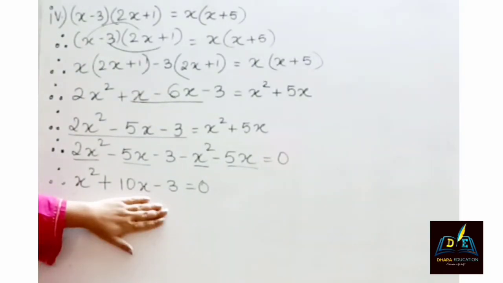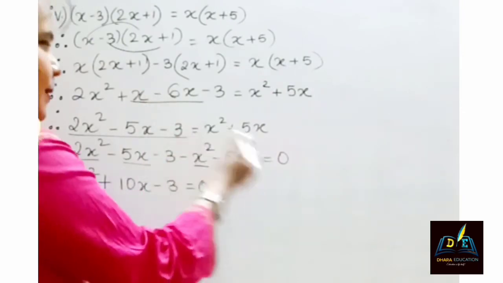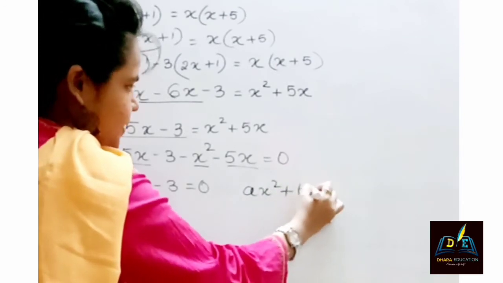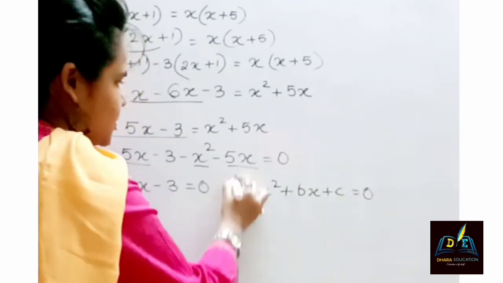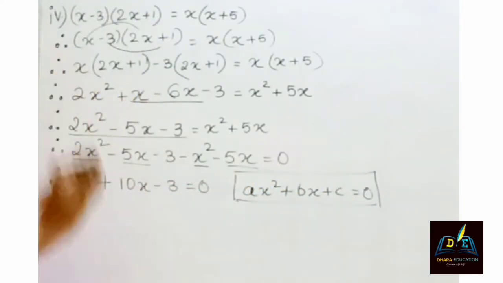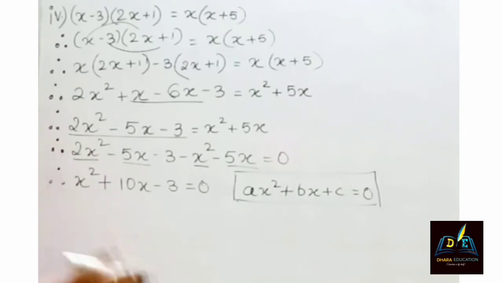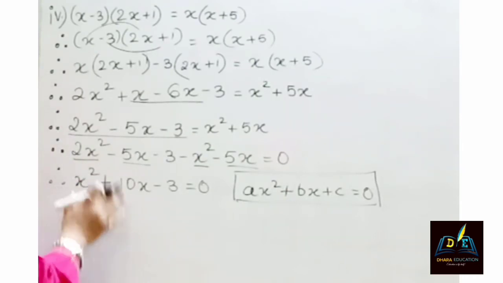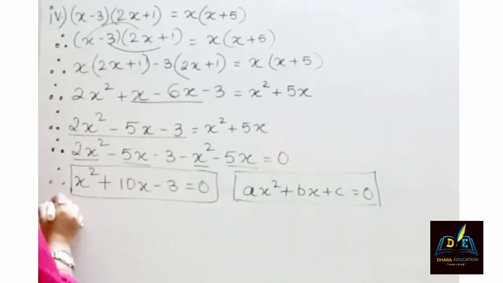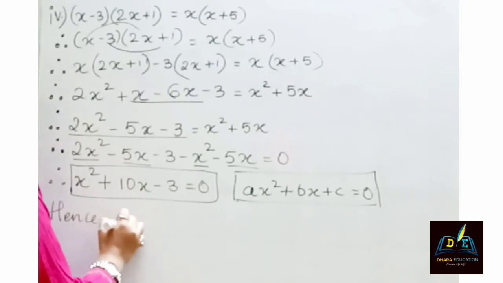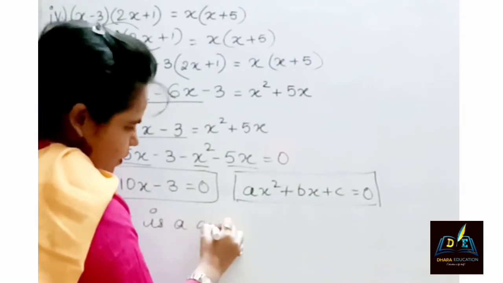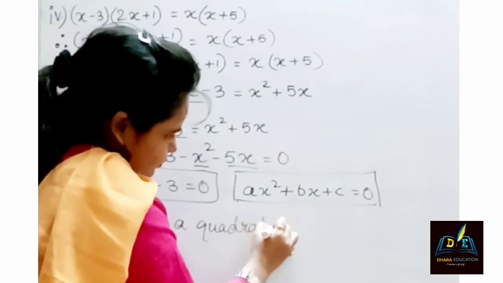Students, you need to compare this with the standard form, that is ax square plus bx plus c is equals to 0. This is our standard form. Can you see this? It is fulfilling the terms and conditions of the standard form. So that is why it is called a quadratic equation. Here we can write that hence it is a quadratic equation.